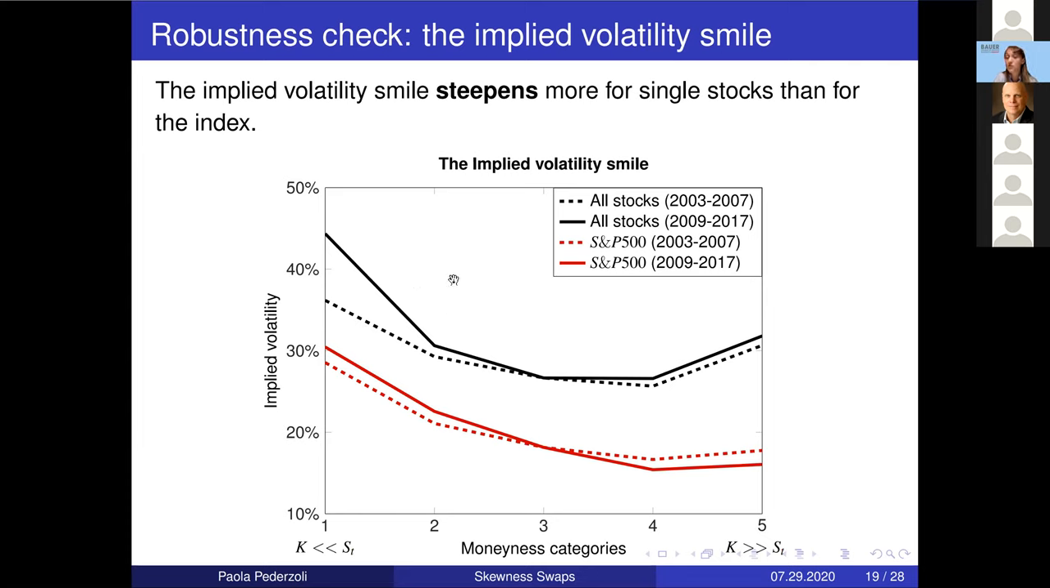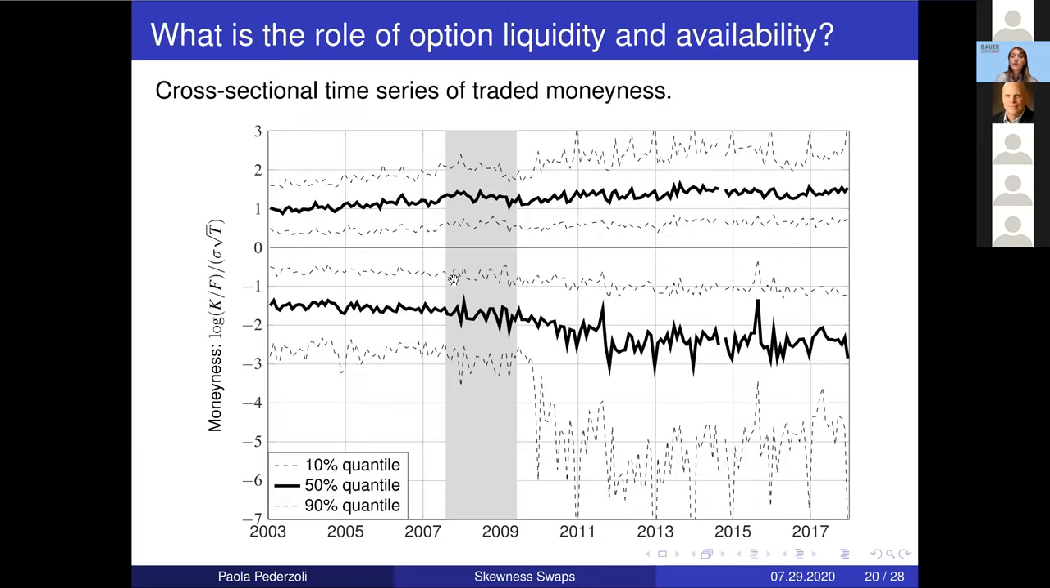And this is also reflected by my idiosyncratic skewness risk premium, which becomes even higher. So the second big question is, what is the role of option liquidity and availability in this context? Because of course, the market for individual stock options is different from the market for S&P 500 options. It is less liquid, and the liquidity increased through time. And this is clearly playing a role.